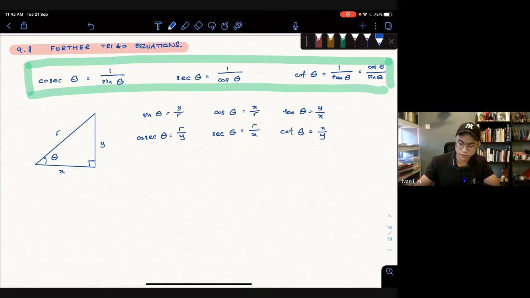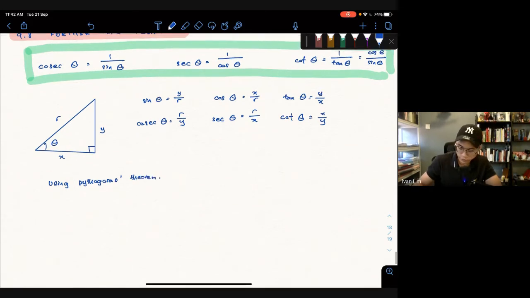Okay, so now we got these few to work with already. Using Pythagoras. Okay, using our best friend Pythagoras theorem, we can conclude that x squared plus y squared equals to r squared. Go back and refer to the previous lesson. How we proved sine squared theta plus cos squared theta is when we divide the entire equation by r squared. Okay, so that's the proof. If they ever ask you to prove the trigo identity, you use this.